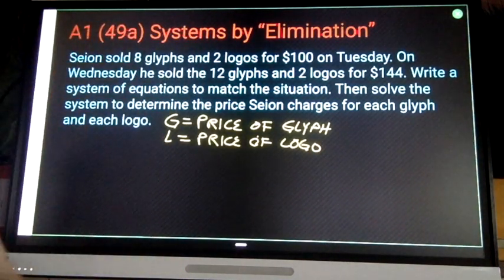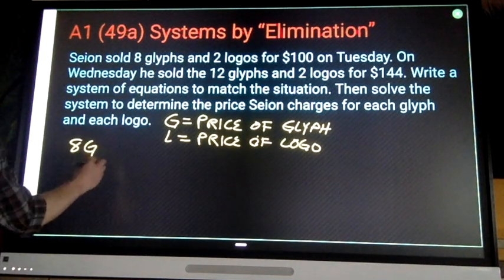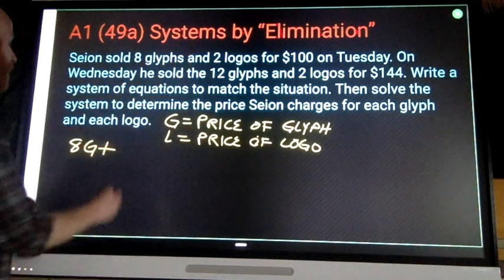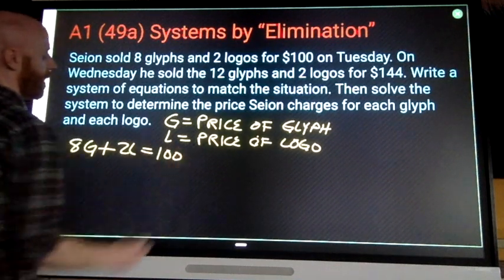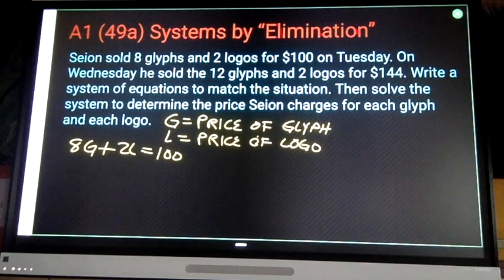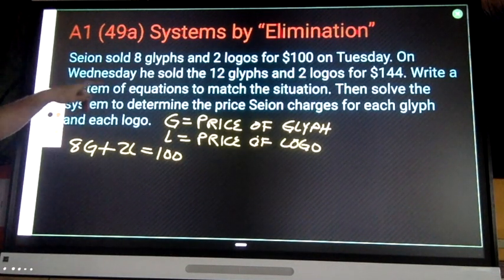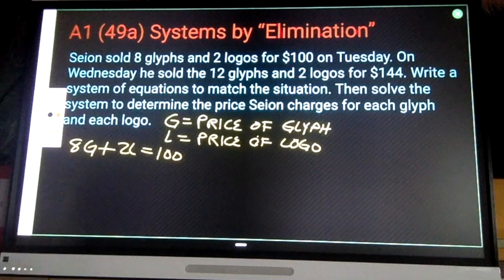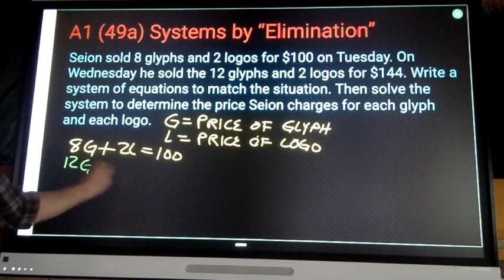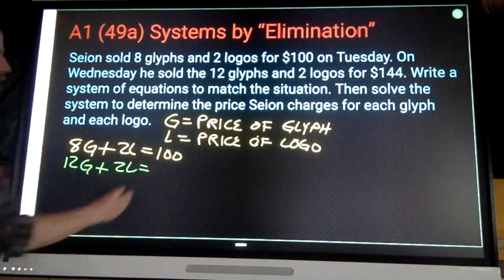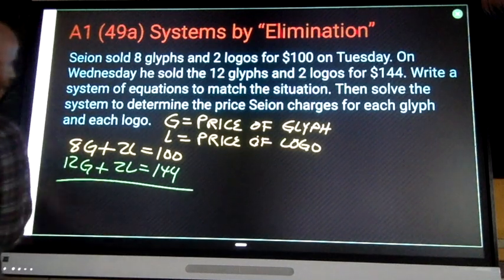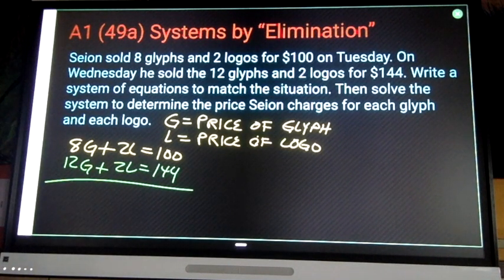All right, this first sentence then is telling me 8 times the price of a glyph, so 8 G's, plus 2 times the price of a logo, 2 L's, yields $100. That's the first sentence. Second sentence, we've got 12 times the price of a glyph, so 12 G's, plus 2 times the price of a logo, gives me $144. All right, so that's 2 equations to represent that situation.